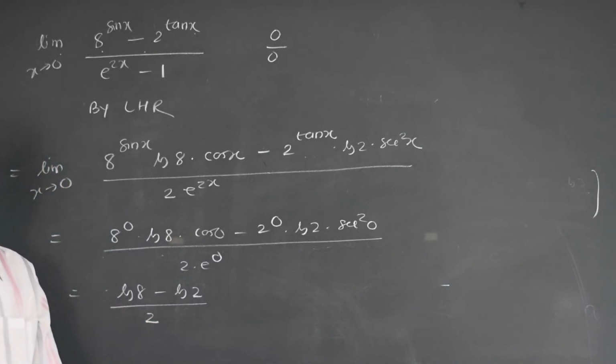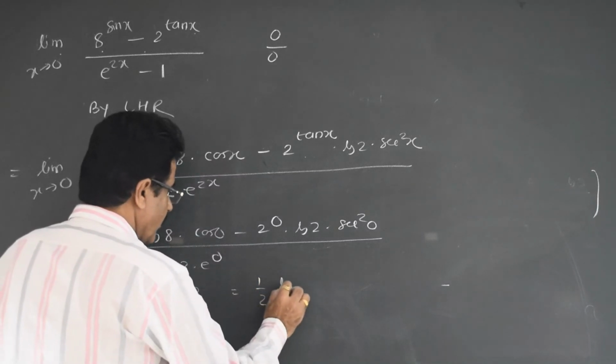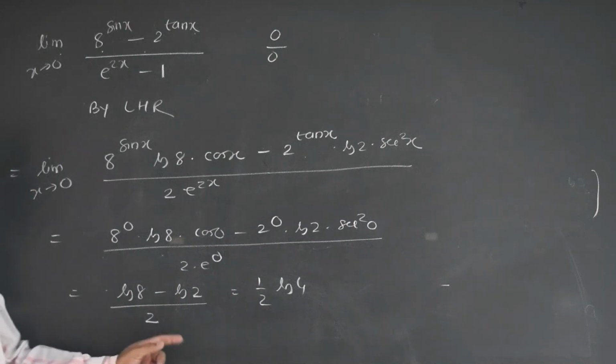Numerator can be simplified using laws of logarithm. It is in the form of log a minus log b. So we can take 1 by 2 into log of 8 upon 2, and that is log 4. So final answer is 1 by 2 log 4.